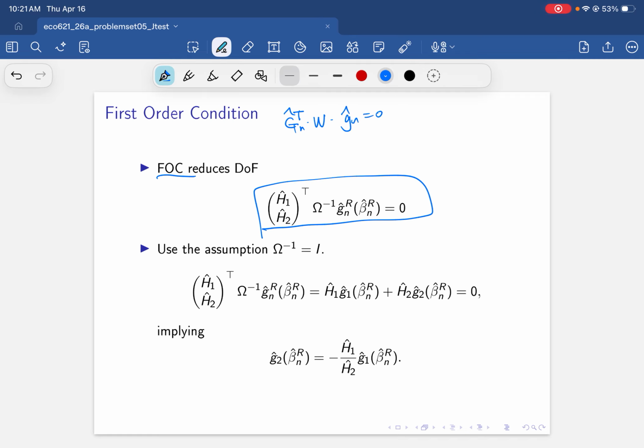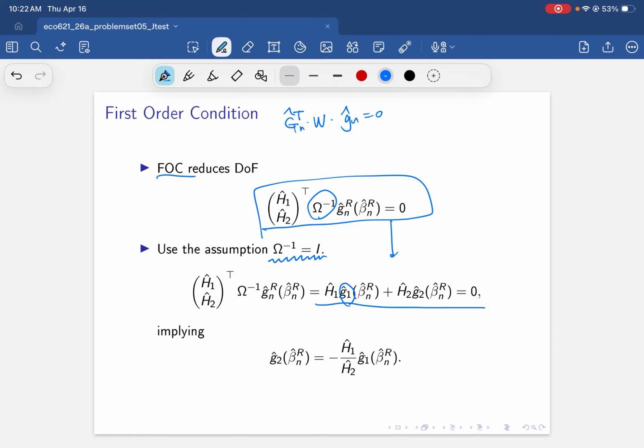This was the notation we had in the GMM chapter. Anyhow, this is the first order condition that can be written this way. So I'm going to use the assumption here. I'd like to ignore the weighting matrix for algebra, so I'm going to assume that the weighting matrix is the identity. And then in that case, the first order condition implies this result.